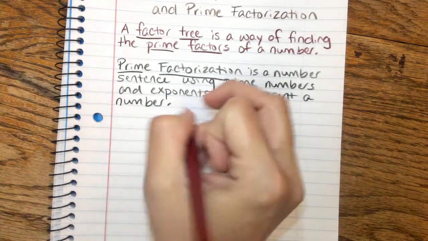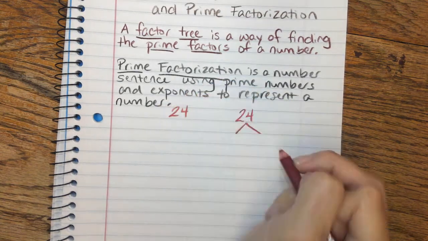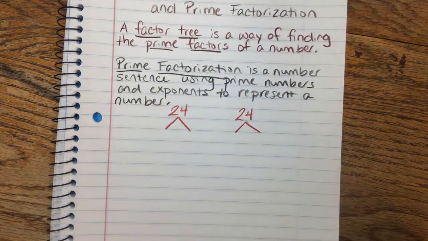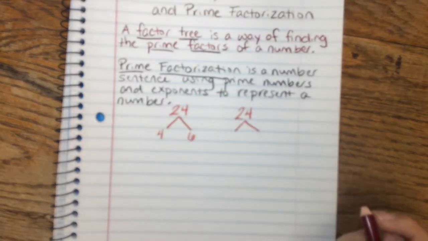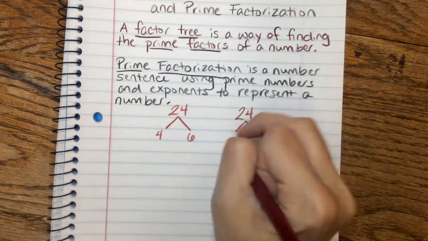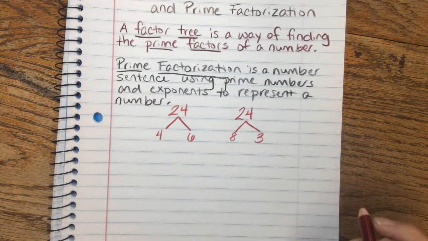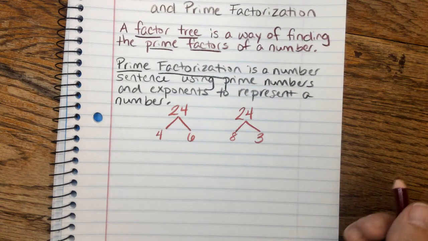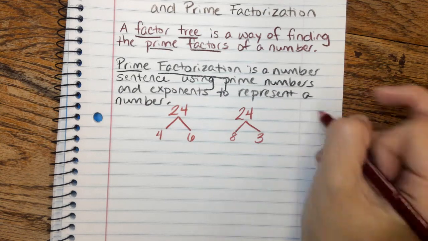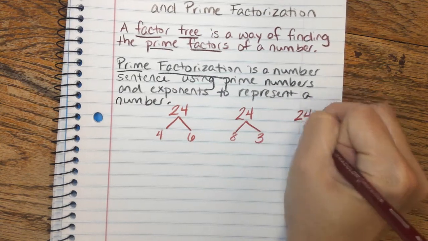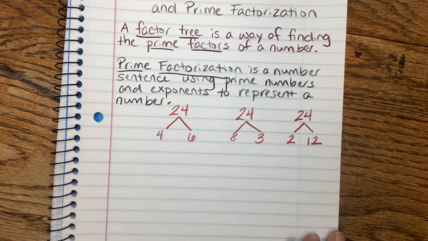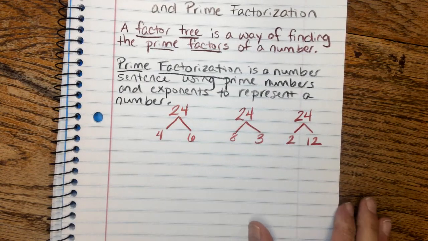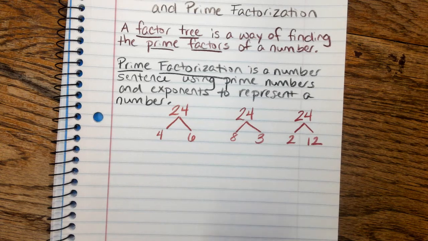And I'm actually going to show you 24 done three times to show you that it doesn't matter what you pick, because I can do 4 times 6 is 24, or I can do 8 times 3 is 24. Or I could do 2 times 12. Let's do 2 times 12, too. So we've got 3 factor trees, and they're all going to come out the same. It's going to be really awesome.